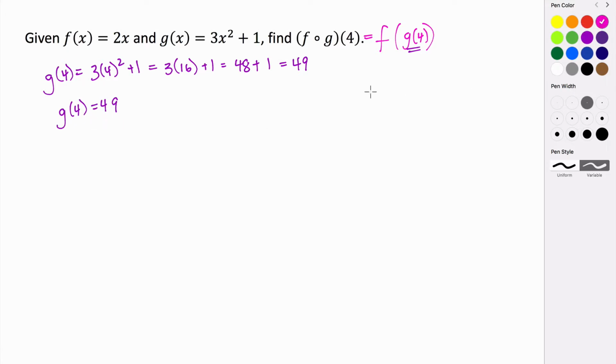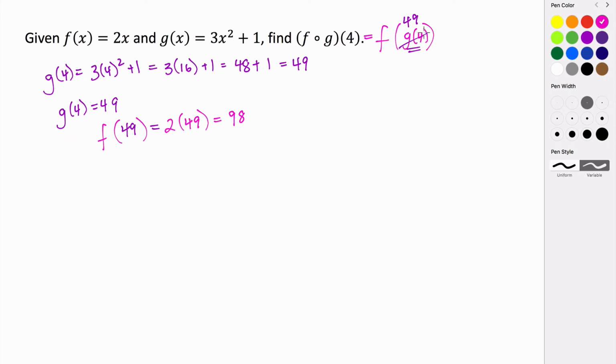So now I'm going to take this 49 and it's my new input for my function f. So I'm going to evaluate f at 49. We know g of 4 is 49, and we're going to substitute that into f. So take 49, plug it in here. So we get 2 times 49. 49 times 2 is 98. So f evaluated at g of 4, which is just 49, gives me 98. So this is the first way that you can do it.